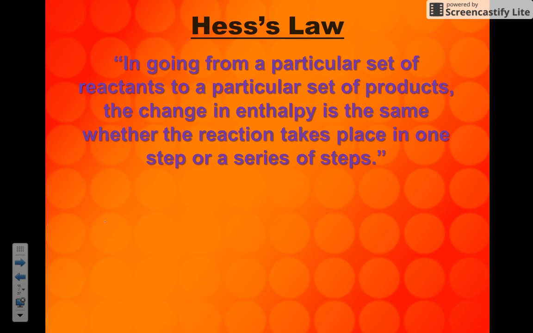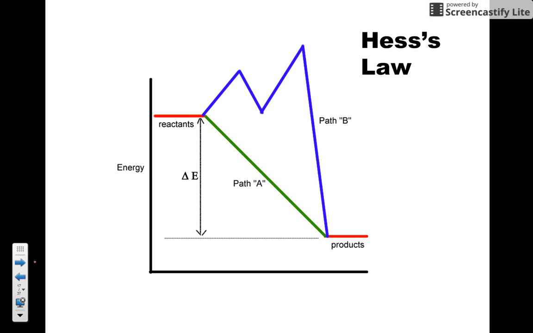And what it says is, in going from a particular set of reactants to a particular set of products, the change in enthalpy is the same, whether the reaction takes place in one step or a series of steps. We actually looked at Hess's law back in the kinetics chapter when we were looking at our elementary steps and adding them together to get our overall chemical reaction.